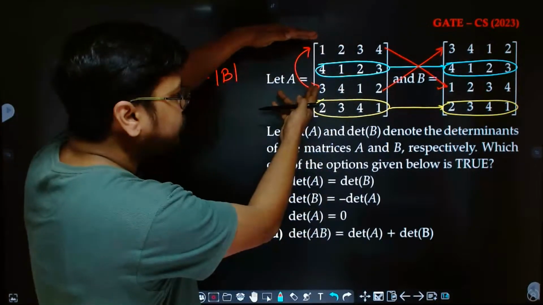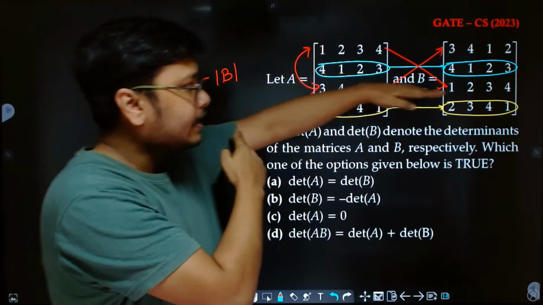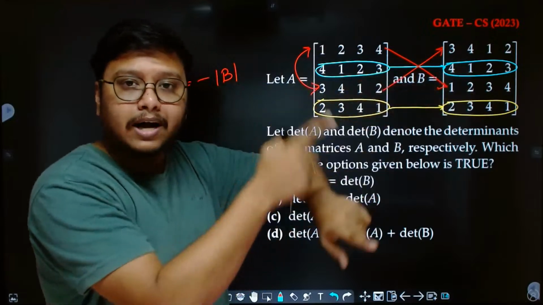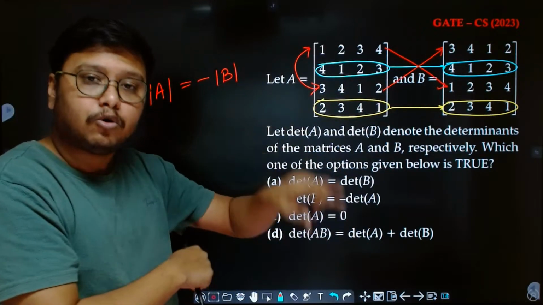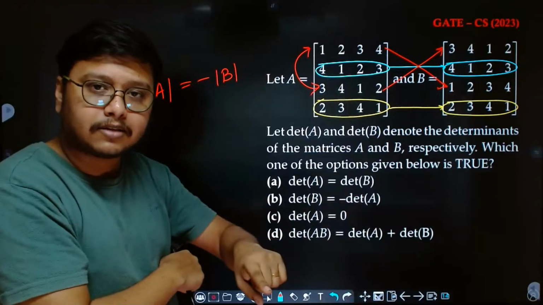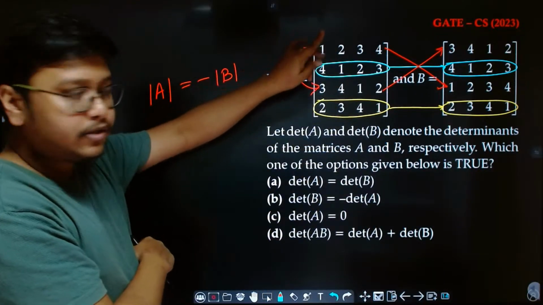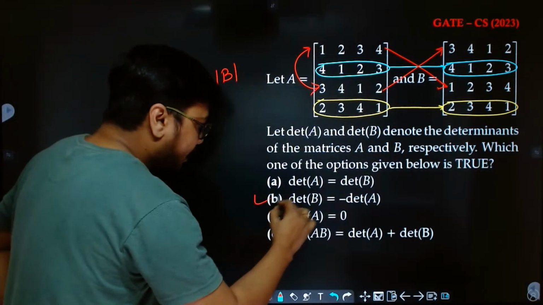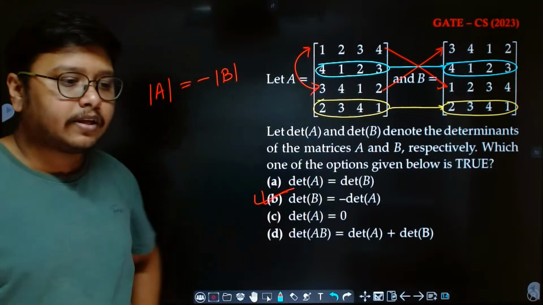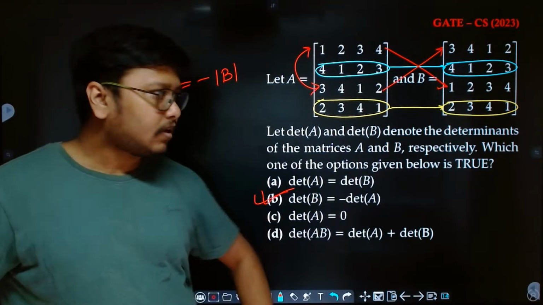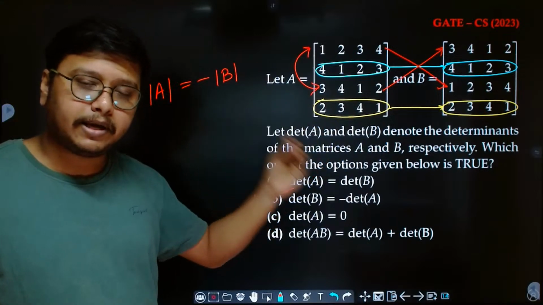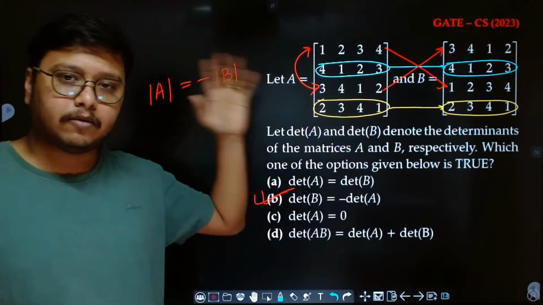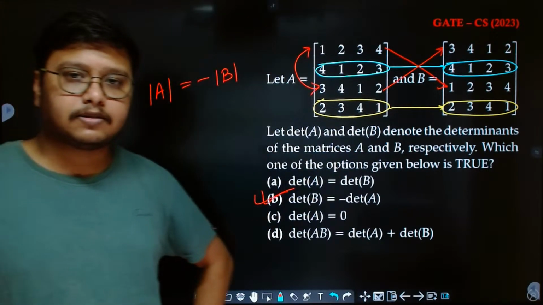If you interchange row 1 and row 3, then you will get the B matrix. 1 interchange means 1 minus sign. 2 interchanges mean 2 minus signs, which will again become plus. So here there is only one interchange, so 1 minus sign. So that means option B. See, it was so simple. Just a little bit of observation. Pen and copy was not required. Everyone gave me wrong answers.